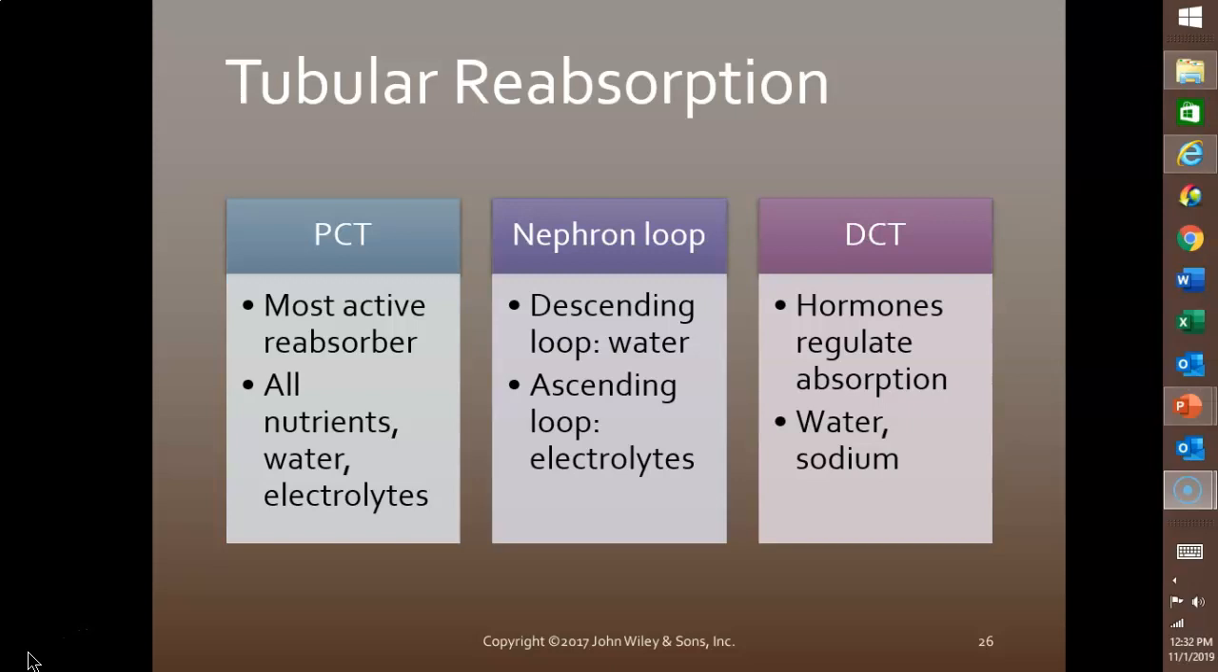As the proximal convoluted tubule is resorbing the water and the nutrients, the fluid then is going to pass into the descending limb of the loop of Henle, or the nephron loop. So lots and lots of water being resorbed in the proximal convoluted tubule and the descending limb of the loop of Henle. But hardly any water, if any, is resorbed in the ascending limb of the nephron loop.